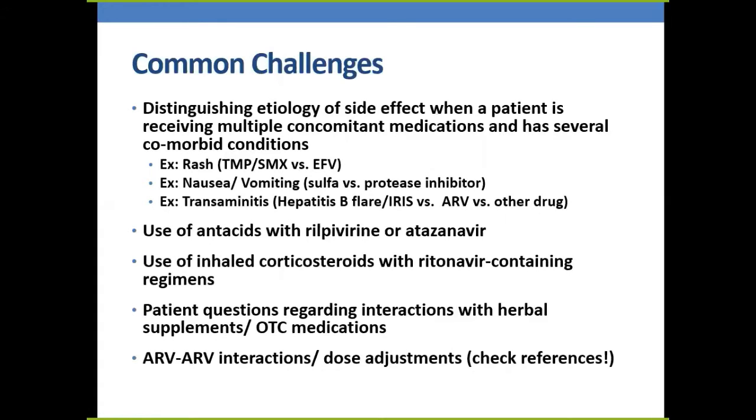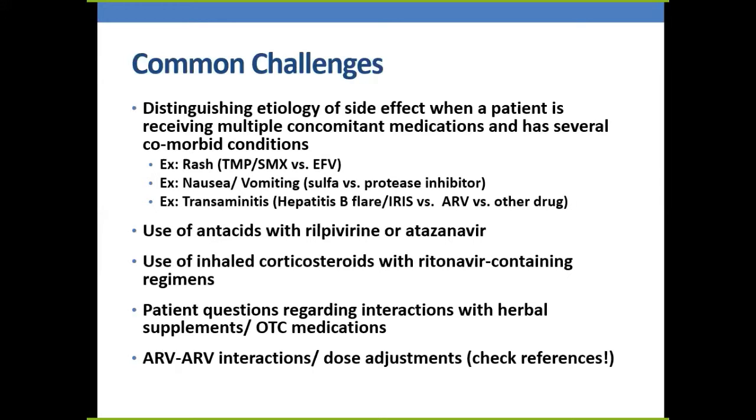In summary, I'll go through a couple of common challenges. One common challenge relating to drug interactions is that sometimes it can be difficult to distinguish whether a side effect is occurring because of multiple concomitant medications or the multiple comorbid conditions that the patient has. For example, if a patient has a rash, it can be hard to distinguish whether it's due to trimethoprim-sulfa or efavirenz. If they have nausea and vomiting, it could be due to sulfa, or it could be due to a protease inhibitor. If they're having a transaminitis after starting antiretrovirals, it could be because of a hep B flare or immune reconstitution, an antiretroviral side effect, or another drug that they're receiving.